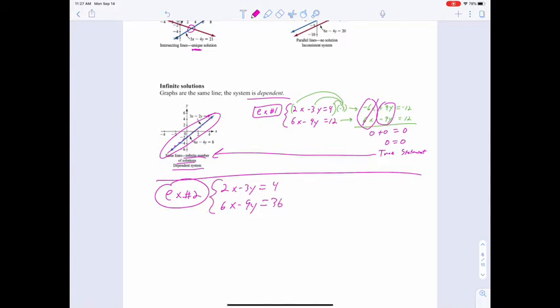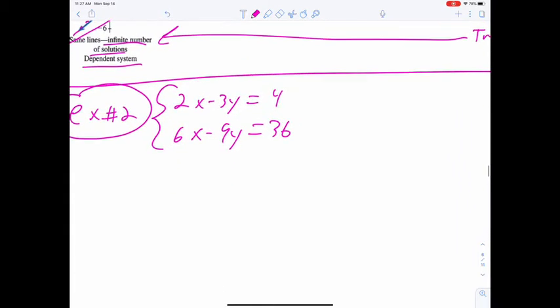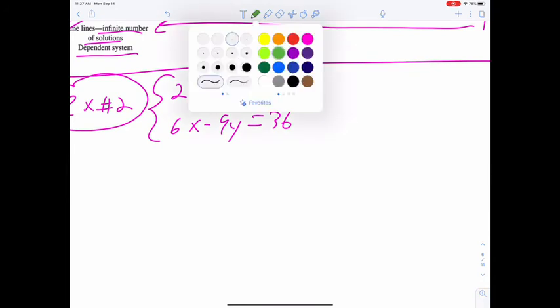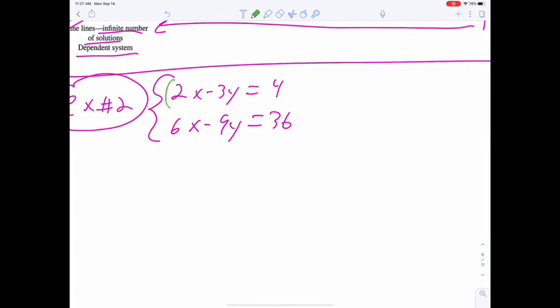I know they're similar to the problem we just did, but slightly different, right? So let's do that elimination again. We're going to see, well, it's going to work out the same, right? We're going to multiply everything by negative 3.